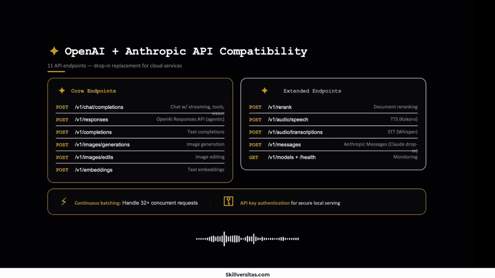Speaking of APIs, there's a full API server built in. One endpoint that acts as a drop-in replacement for cloud services. Continuous batching lets you handle 32 or more concurrent requests. And you can add API key authentication for secure local serving. So you could literally run your own private AI backend that behaves exactly like OpenAI, but on your own machine.